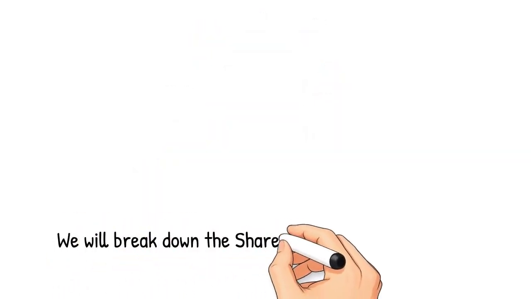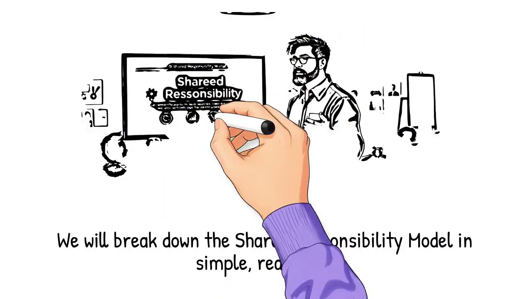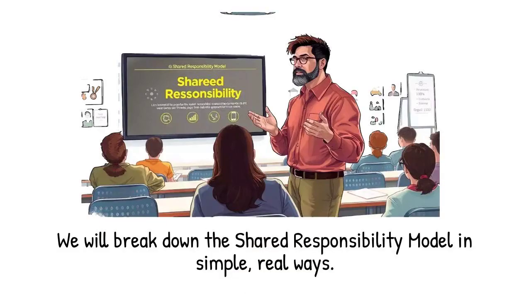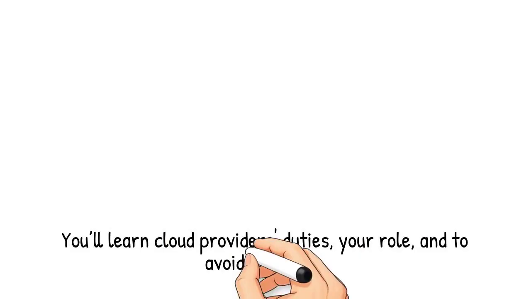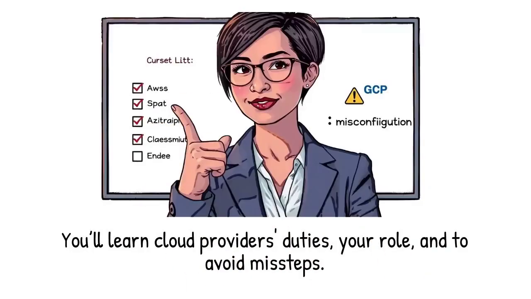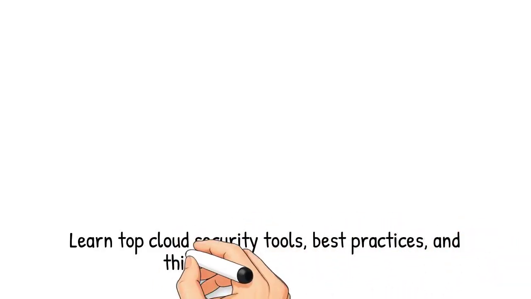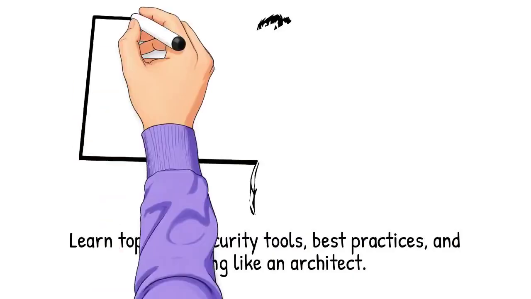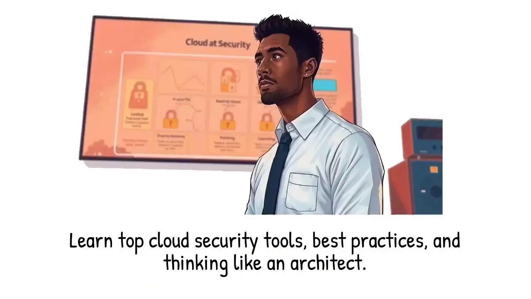In this module, we're going to break down the shared responsibility model with absolute clarity, not with boring definitions, but with real-world cases, analogies, visual storytelling, and practical steps you can apply immediately. By the end of this video, you'll understand what AWS, Azure, and GCP actually secure, what you must secure, why misconfigurations are the #1 cause of cloud breaches, how to avoid the mistakes that cost companies millions, the tools, frameworks, and best practices used by top cloud security teams, and how to think like a cloud security architect. This is not theory, this is survival.